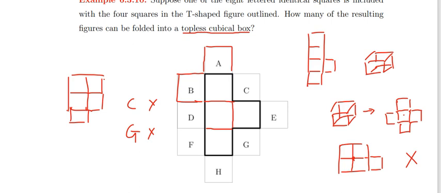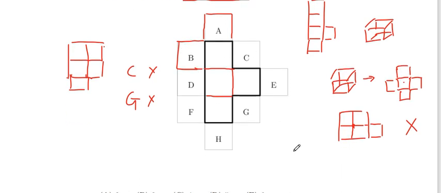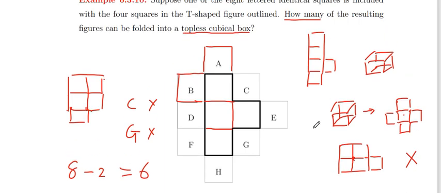So how many ways? So we just count A, B, C, D, E. Let's say how many? So we just minus 2, right? So we have 6. That is 8 cases A, B, C, D, E, F, G, H, so minus 2. So we have 6 ways we can make it a topless box. Okay.